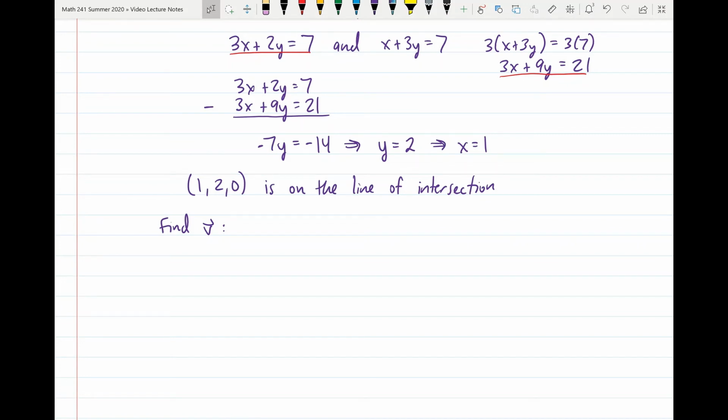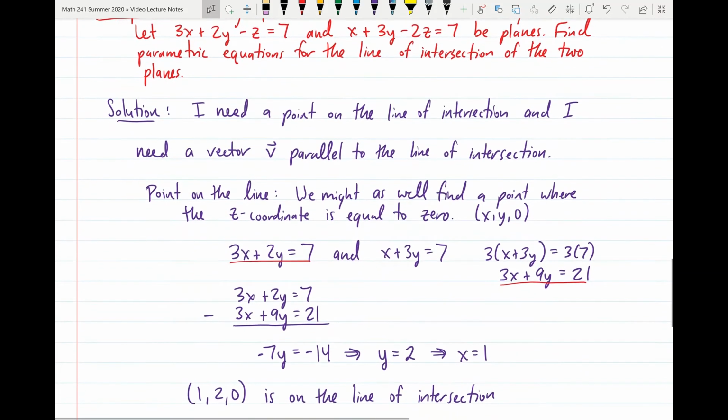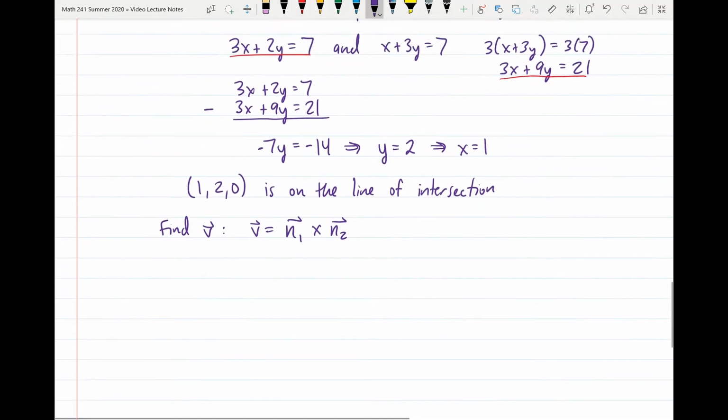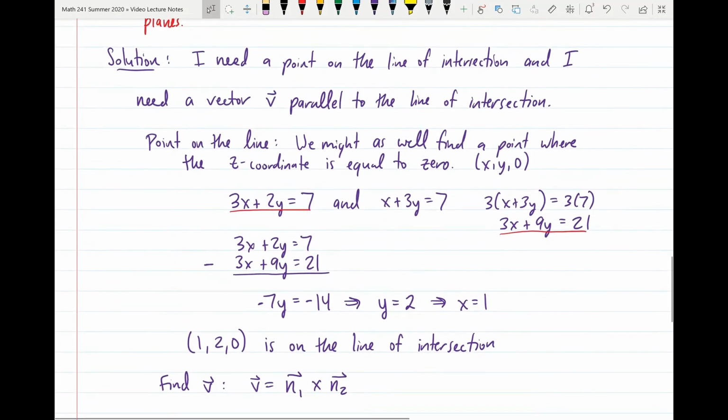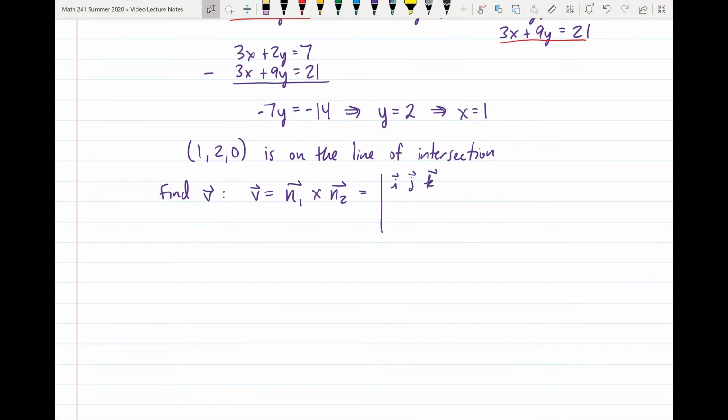And fortunately, we have a nice way to get a vector that is orthogonal to both of the normal vectors. We can take their cross product. So I'm going to call the normal vector of the first plane n1, and I'm going to call the normal vector of the second plane n2, and the cross product of these two normal vectors will give us a vector parallel with our line of intersection. So we need to figure out the cross product here, and to do so, we're going to take the determinant of this 3 by 3 matrix, i, j, k in the first row.